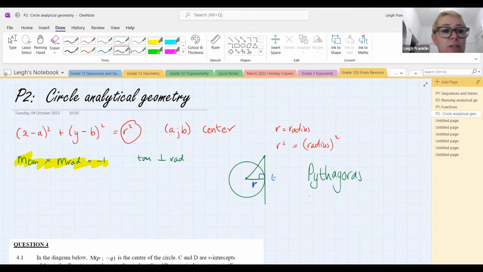The other thing that we need to bear in mind, and I don't think we're going to see that today, is the equation of a circle that is not centered at the origin. This has got the (x - a)² + (y - b)² = r². If it is centered at the origin, what is the equation of the circle? What is the equation of a circle if it is centered at the origin?